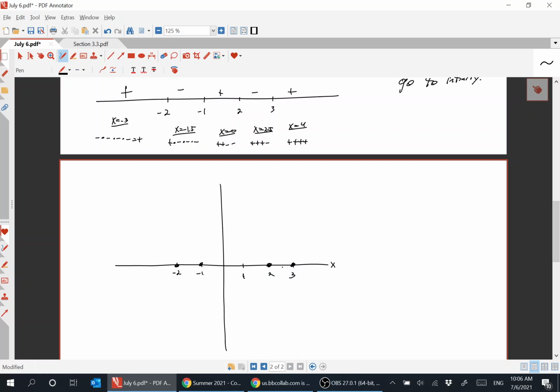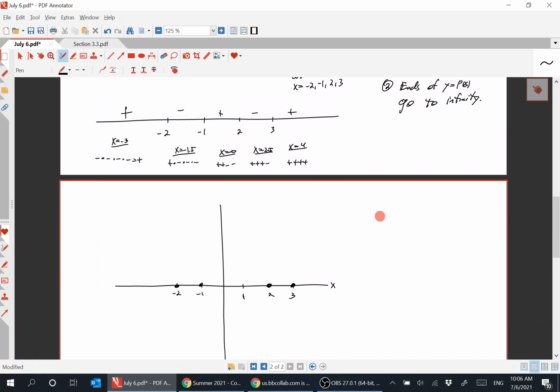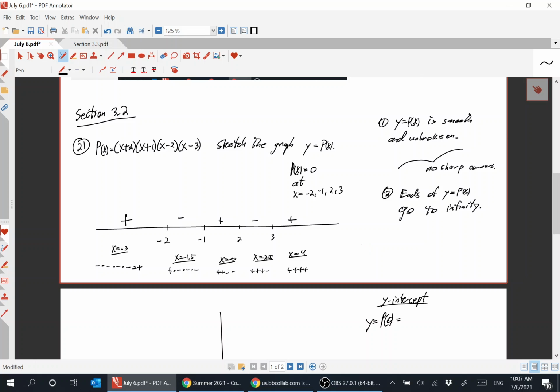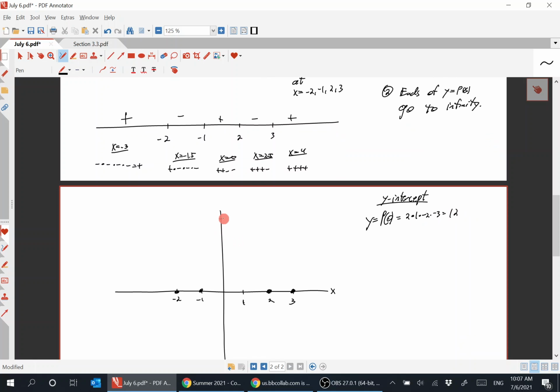And then also, if you want, you could also maybe plot the y-intercept. Might be nice to know that. The y-intercept is p of 0. So that's 2 times 1 times -2 times -3. So what do we have here? So it's positive 6 times 2 is 12. So it's up here somewhere, 12.